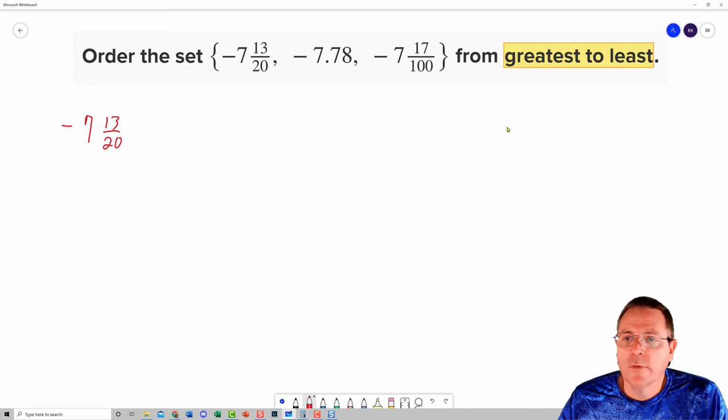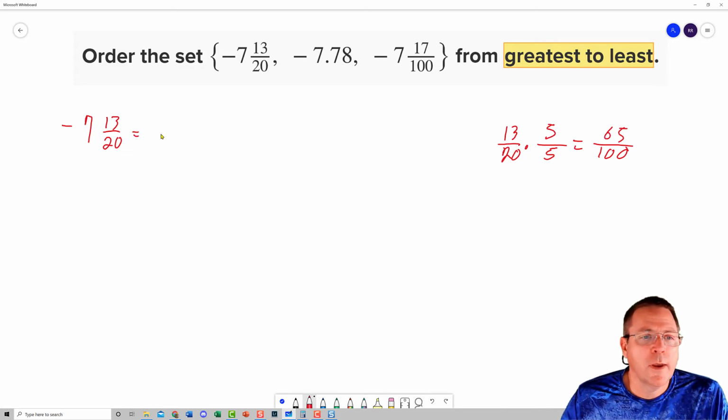I'm going to come over to the side here, and I'm going to say 13 over 20 times what over what is equal to what over 100. Of course, that's going to be 5. If I do it on the bottom, I have to do it on the top, which means I'm going to have 65 over 100. So that one's going to be negative 7 and 65/100.